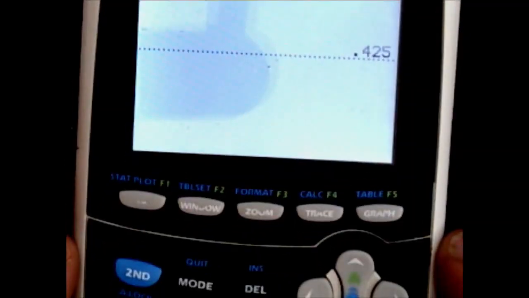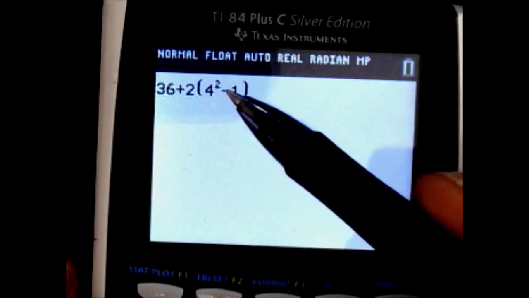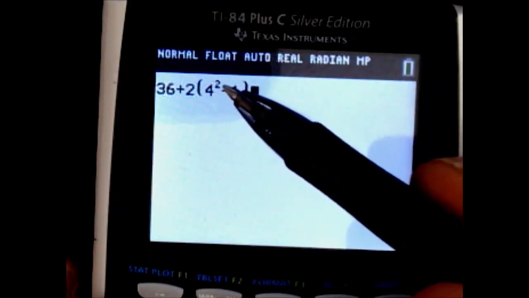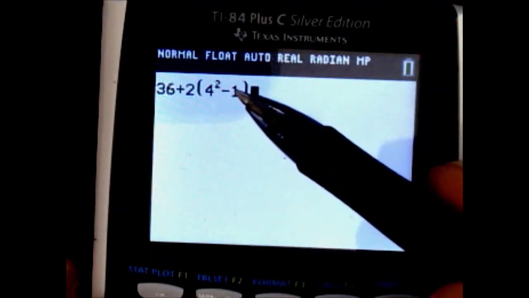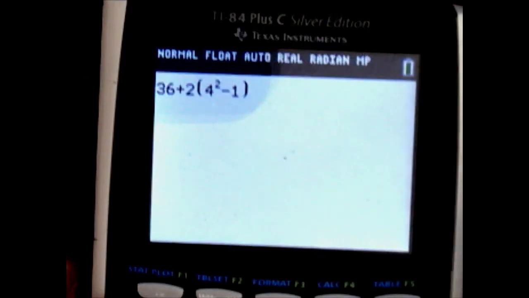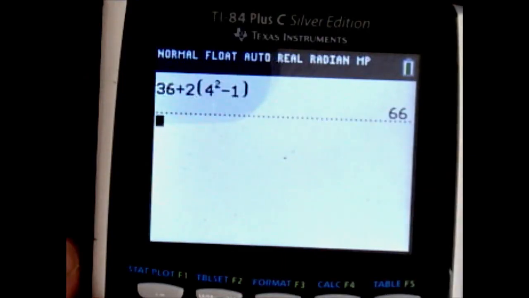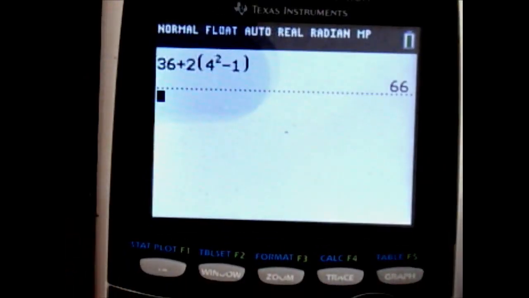Now let's say you've typed in something like 36 plus 2 times parentheses 4 squared subtract 1. Notice when you have something in the exponent, your TI-84 Plus, you have to arrow to the right to get out of the exponent. Alright, so let's say we hit enter, and now we realize, oh wait a minute, I should have typed in a 5, not a 4.